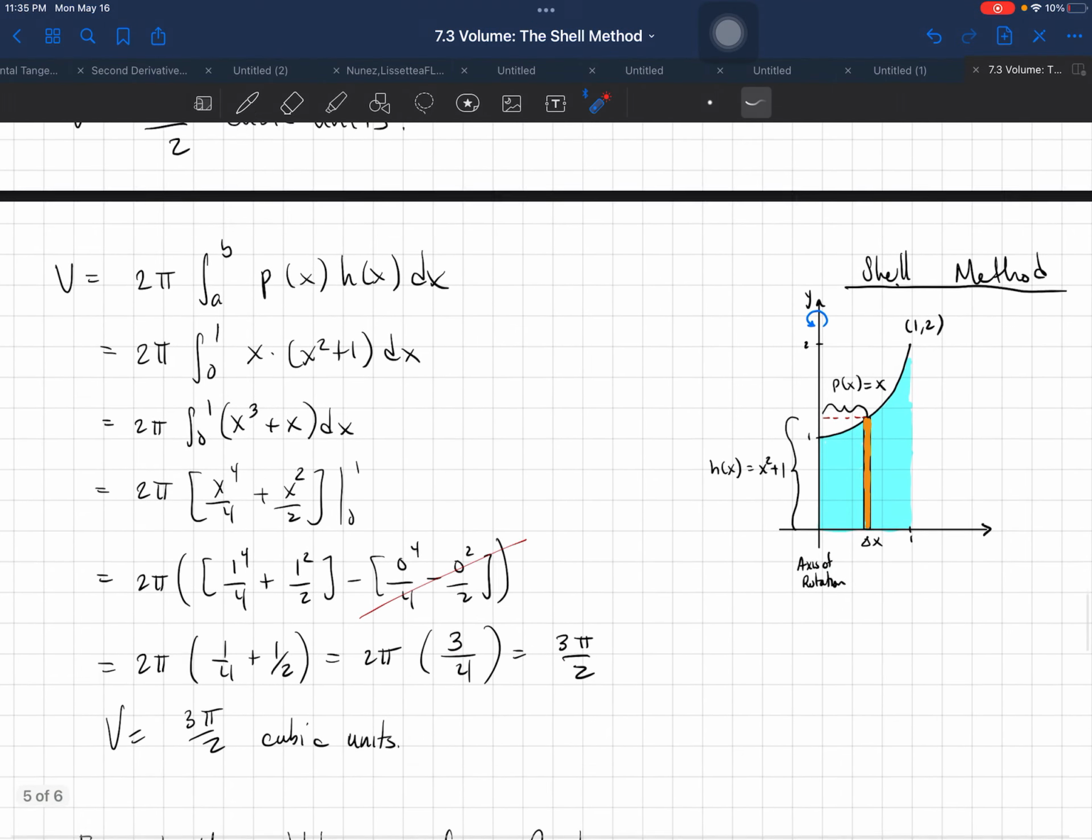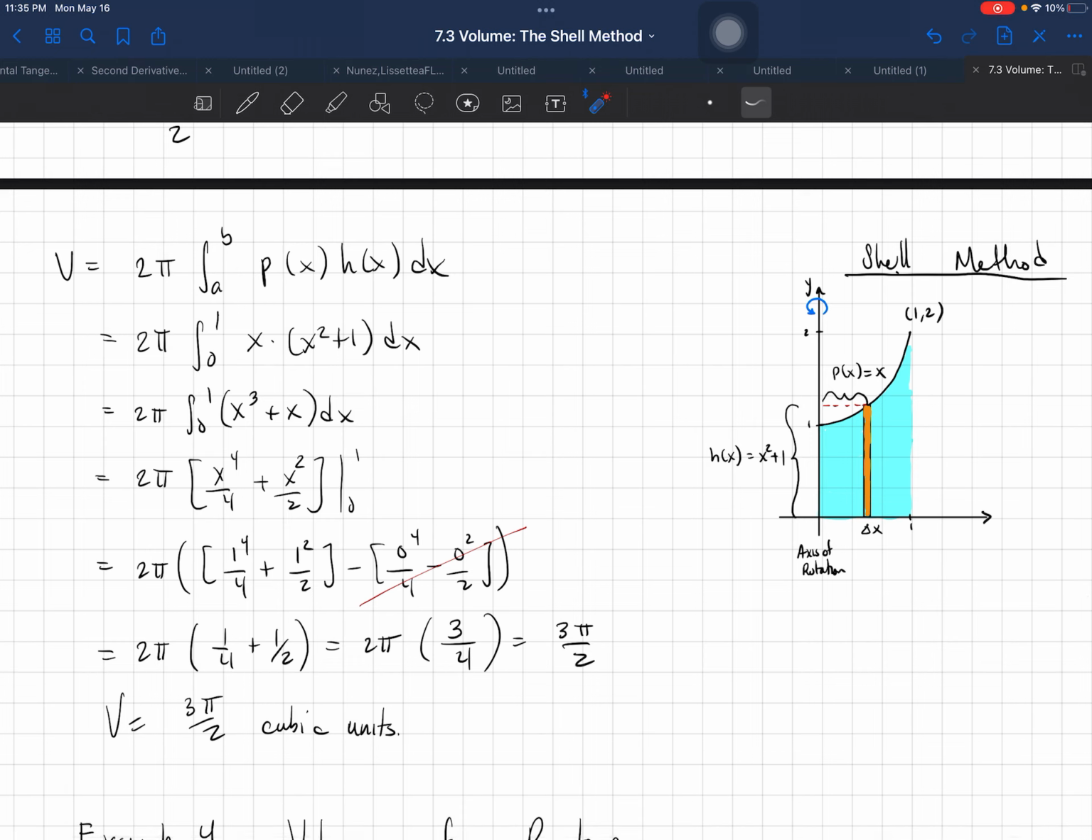All right, so we have that problem. The other problem will be now to do it with the shell method. So the shell method, I already have the formula here. We have the same problem, same rotation. In this case, our rectangle is going to be parallel to the axis of rotation. Here's my delta x. So we're going to go from 0 to 1 on our boundaries, right? 0 to 1. Carry the pi.